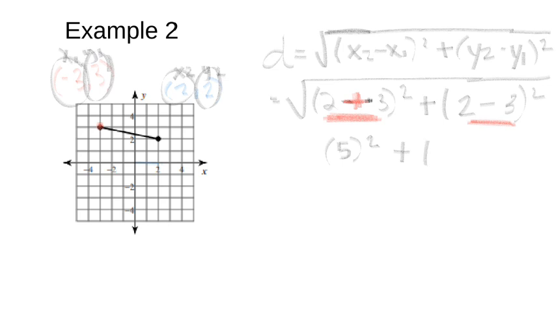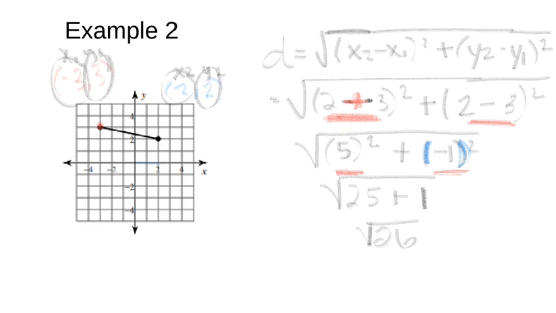2 minus 3 would be negative 1 squared. And of course, that's all in the square root house. So 5 squared is 5 times 5, which is 25, plus (-1) squared is negative 1 times negative 1, which is positive 1. If you're going to use the calculator again, you have to put these parentheses in the calculator, or it's going to tell you the answer is negative 1, and that's just not true. And then 25 plus 1 is 26. So square root 26 would be your answer.